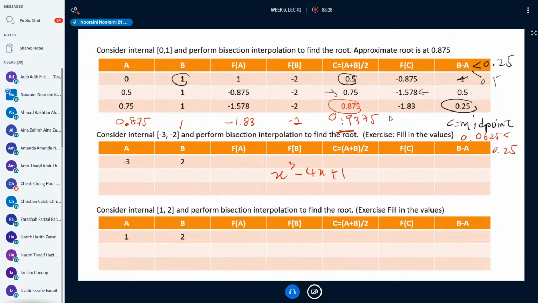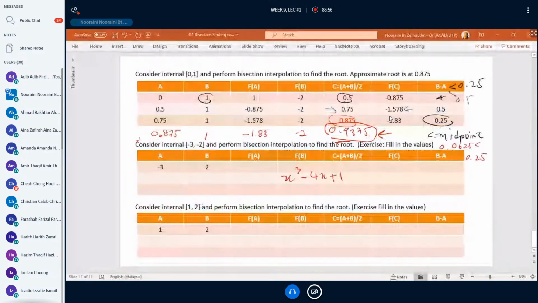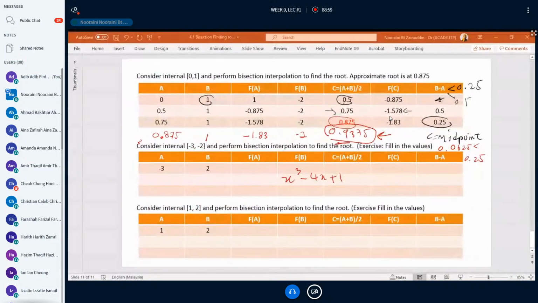So basically our roots is, because you have two roots here, maybe you get confused later, which one to use, take the value of C. Okay, you take the value of C. So you can proceed with the next two intervals in order to get the roots. Okay, any questions?